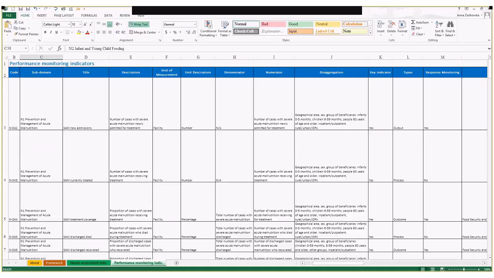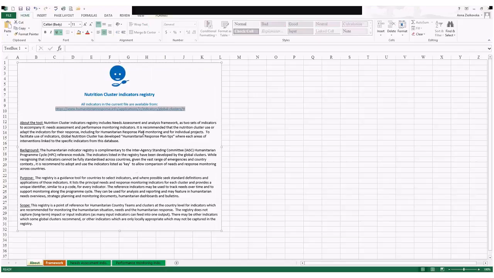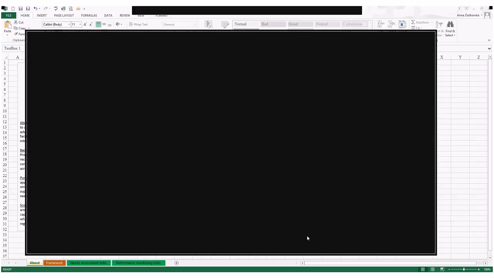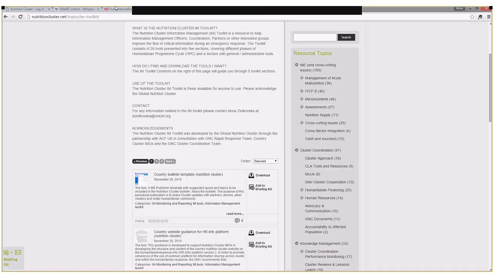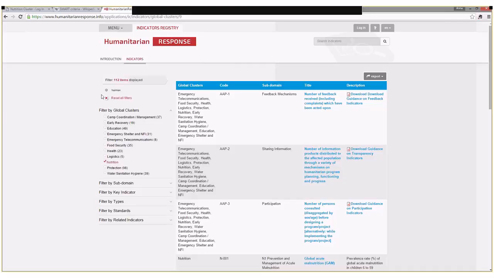So now I will go to this link I mentioned on the OCHA website, on humanitarian response.info, where you have all the same indicators. Let me open it. Okay. Do you see the indicators registry? I hope. Good. So it's already filtered by the nutrition cluster indicators, and you see you have 112 indicators for the nutrition.